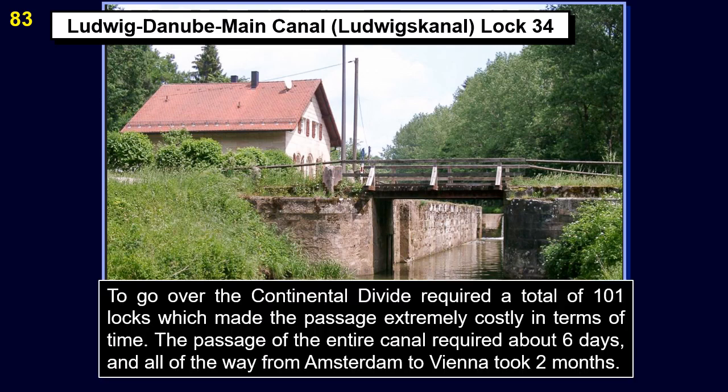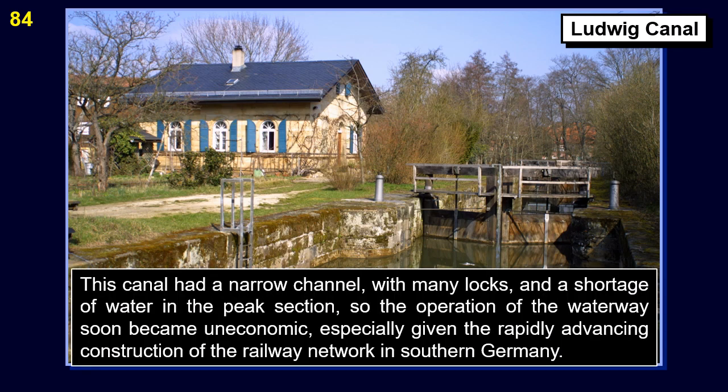To go over the continental divide required a total of 101 locks, which made the passage extremely costly in terms of time. The passage of the entire canal required about 6 days, and all of the way from Amsterdam to Vienna took 2 months. This canal had a narrow channel, with many locks, and a shortage of water in the peak section. So the operation of the waterway soon became uneconomic, especially given the rapidly advancing construction of the railway network in southern Germany.